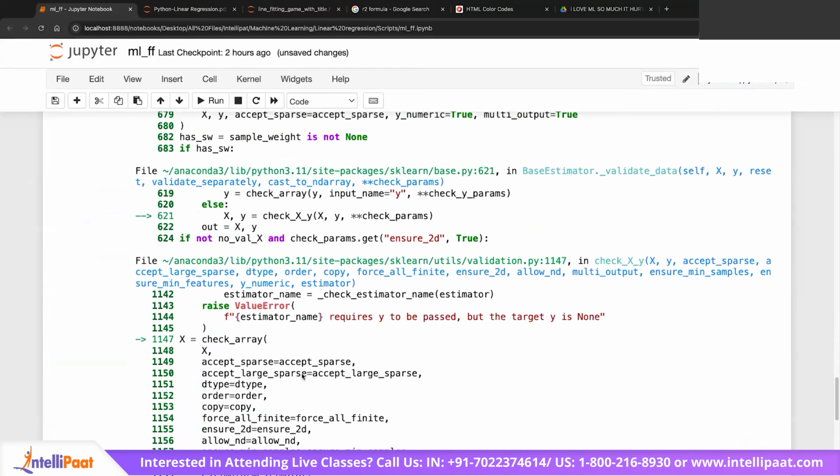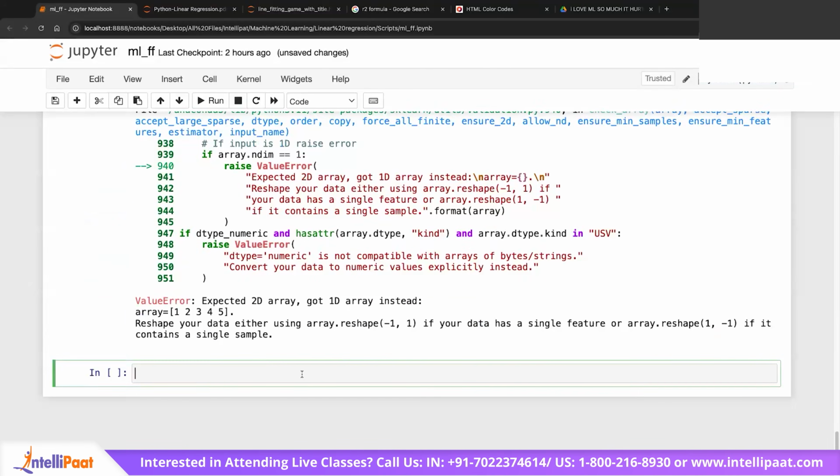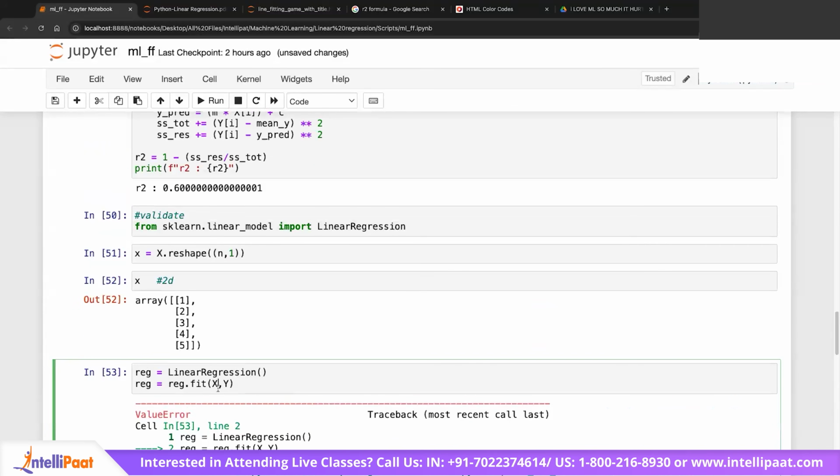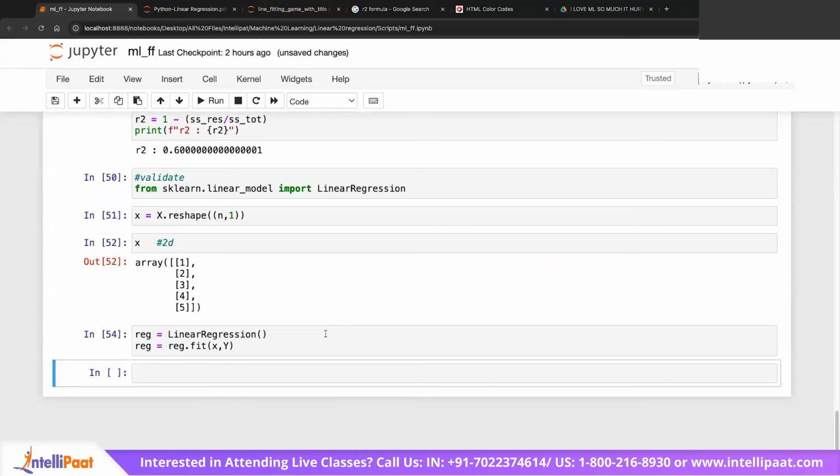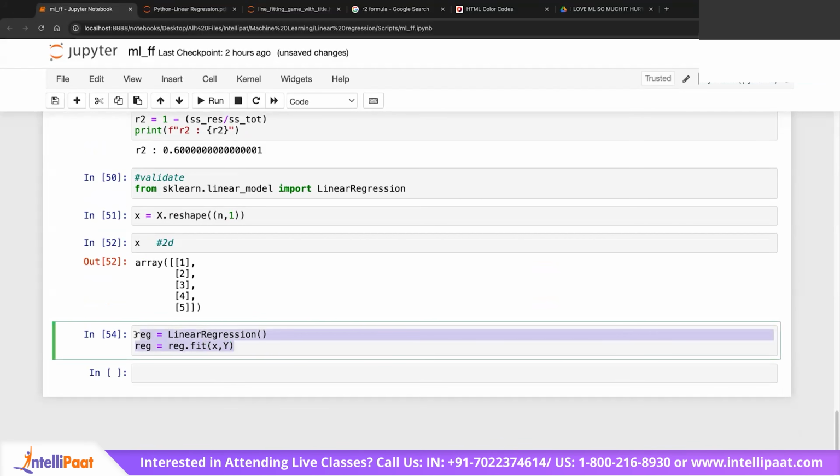Did I make a mistake? I did make a mistake. I think there is a shape issue. Oh, I took it as a small x, correct? I did take it as a small x. What did I do here? These 2 lines of code have run the model. The model has run, meaning linear regression has occurred. You don't need to do anything else now.